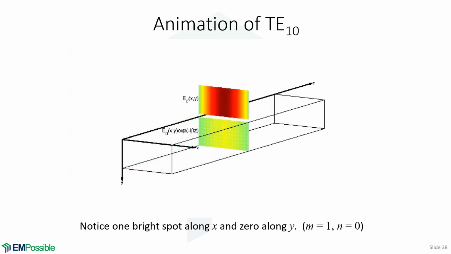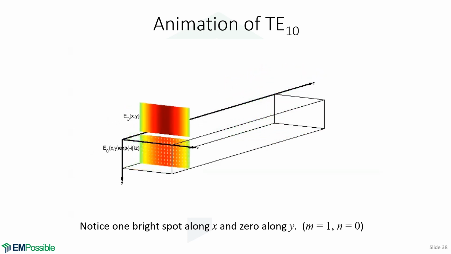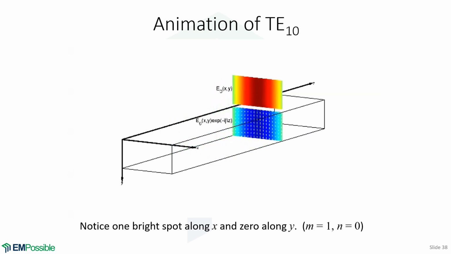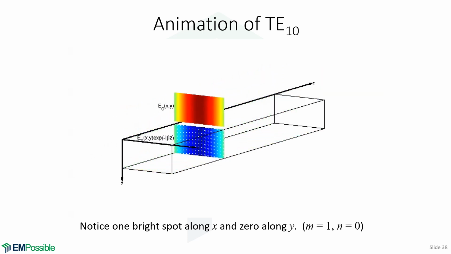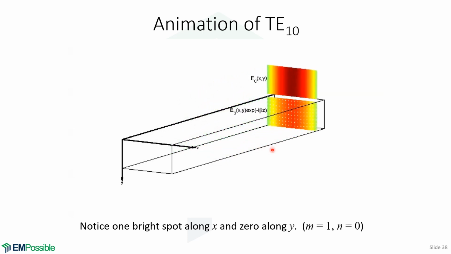We'll look at some more modes, but rather than look at the Z component of the magnetic field, here we're looking at the vector XY components of the electric field. And here we can tell, for example, this mode, the TE10, it's very linearly polarized in this vertical direction.